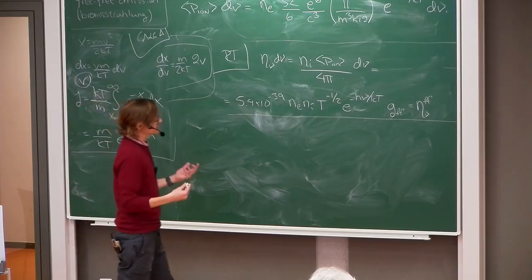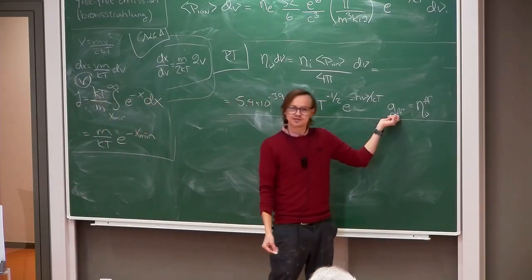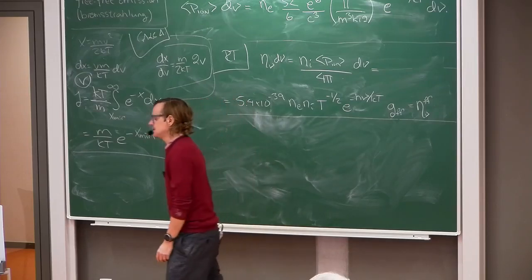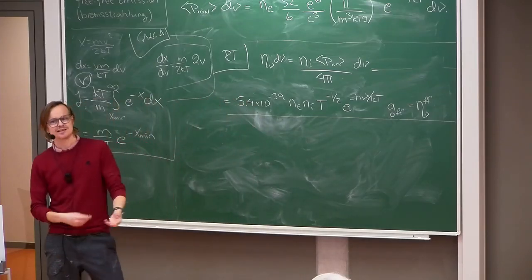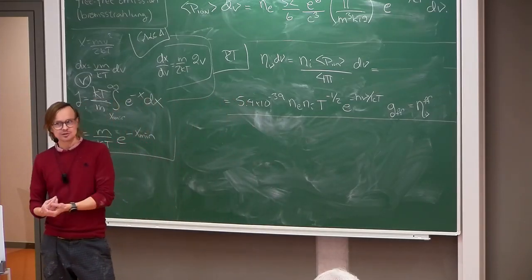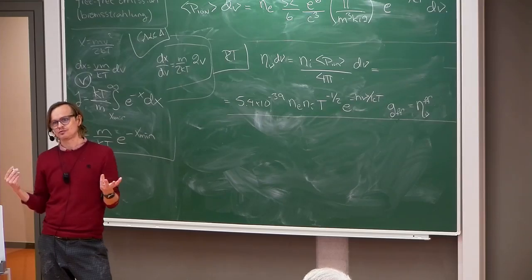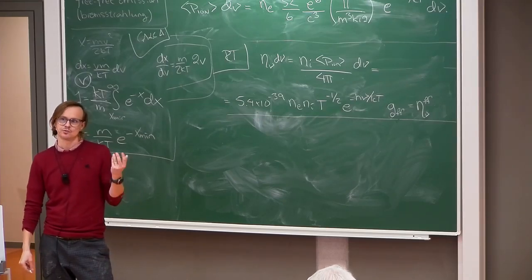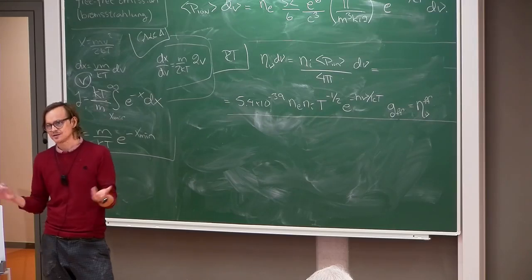Now, there is another correction factor, g_ff, and this is called the Gaunt factor. That Gaunt factor is, in some sense, similar to the oscillator strength for bound-bound transitions. That is, you need to do some quantum mechanical corrections sometimes here.